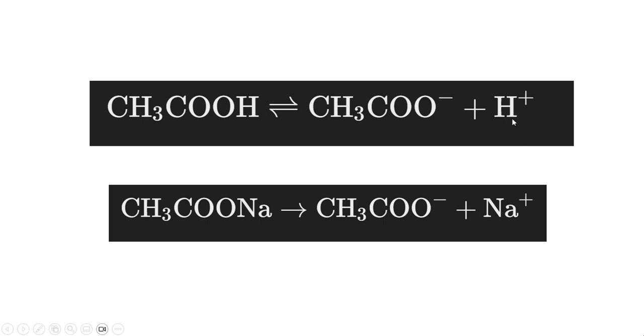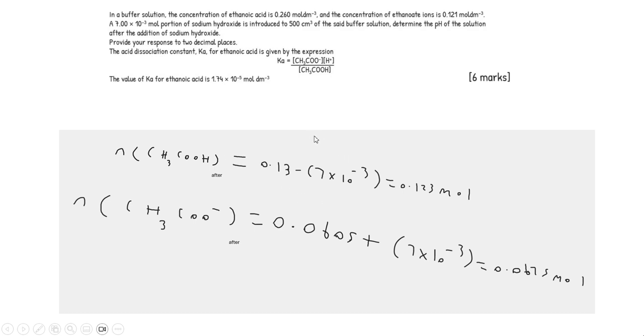When you add NaOH or OH minus ions, it's going to react with this H plus, and as a result, to replenish that, equilibrium is going to shift to the right. So you're going to produce more CH3COO minus, and you're going to decrease CH3COOH. You get it?